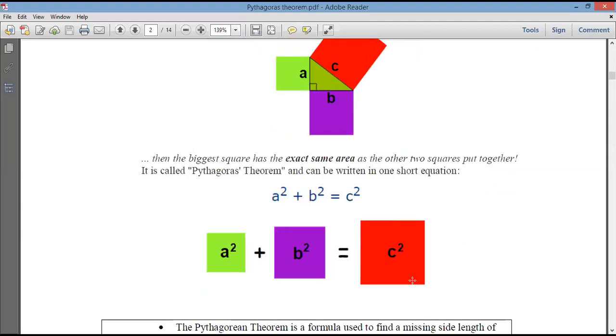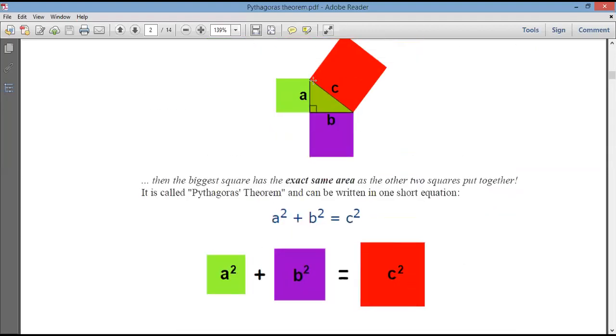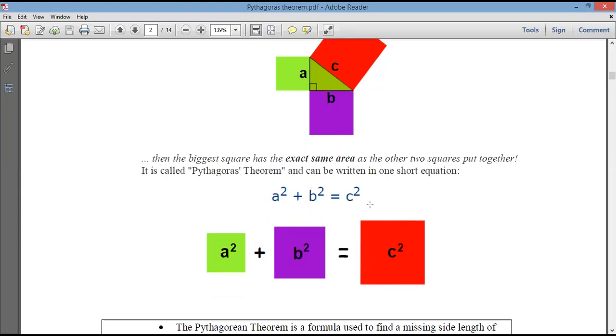Let's say if C is given in cm, then A and B must be in cm also. If not, you have to change it yourself, okay? You must calculate and apply this formula using the same unit. So if C square is in cm, A and B should be in cm too, okay?